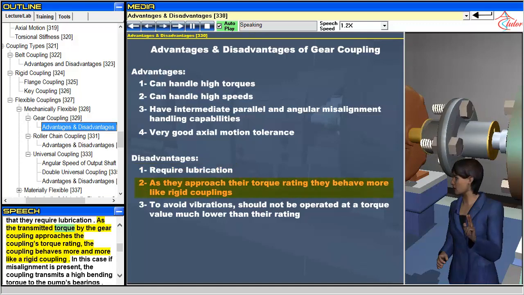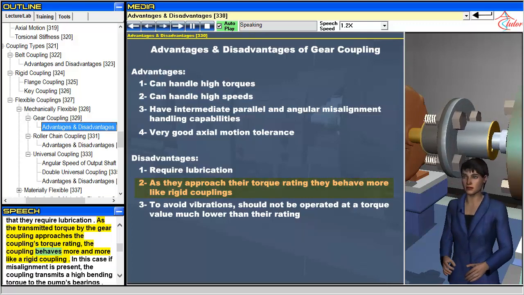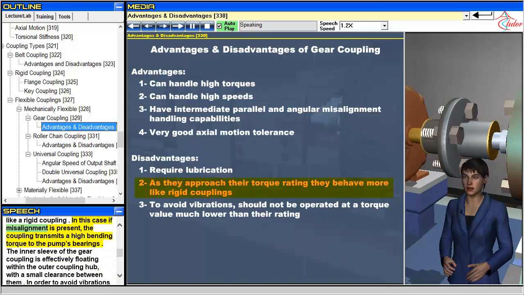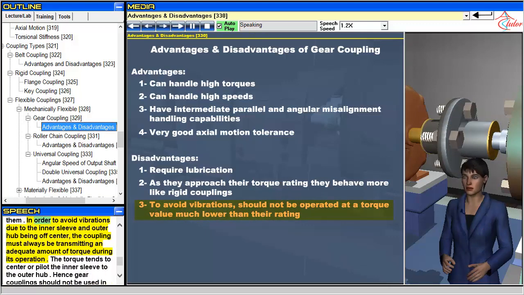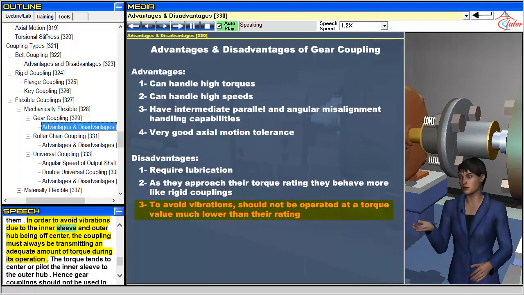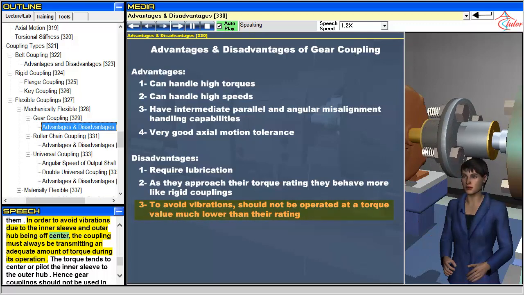As the transmitted torque by the gear coupling approaches the coupling's torque rating, the coupling behaves more and more like a rigid coupling. In this case, if misalignment is present, the coupling transmits a high bending torque to the pump's bearings. The inner sleeve of the gear coupling is effectively floating within the outer coupling hub, with a small clearance between them. In order to avoid vibrations due to the inner sleeve and outer hub being off-center, the coupling must always be transmitting an adequate amount of torque during its operation.